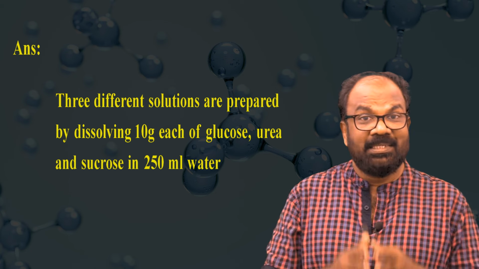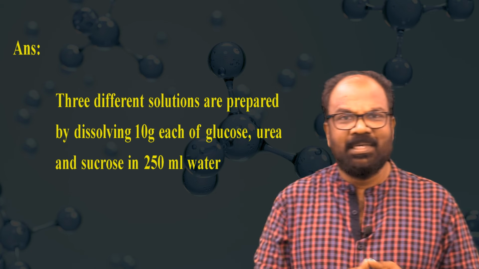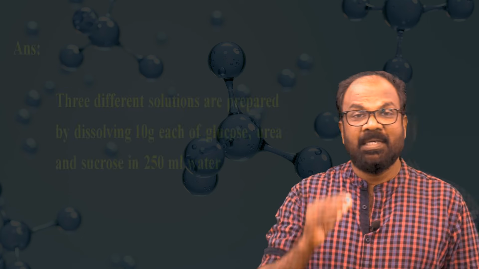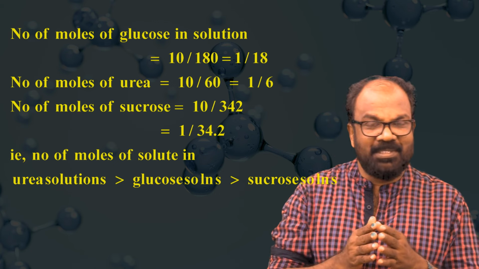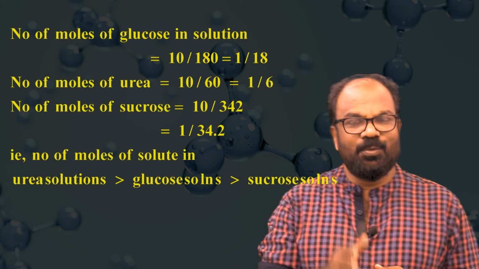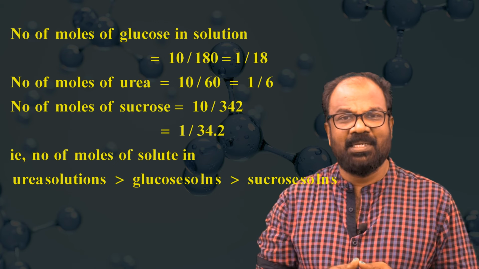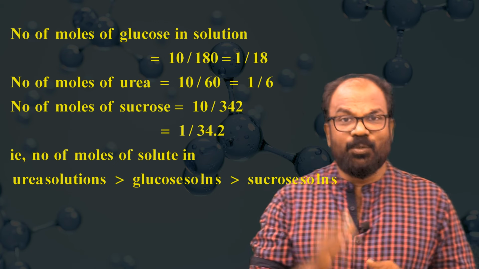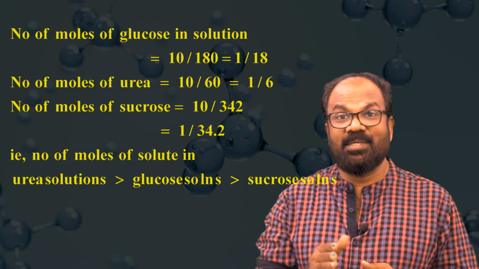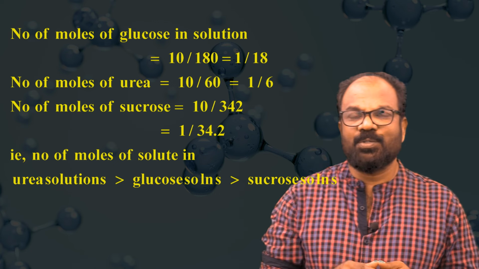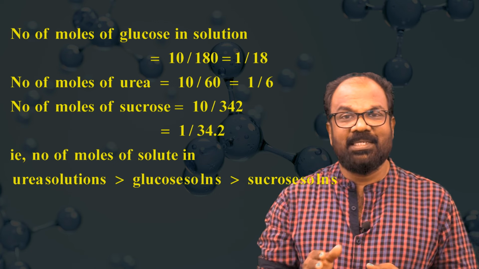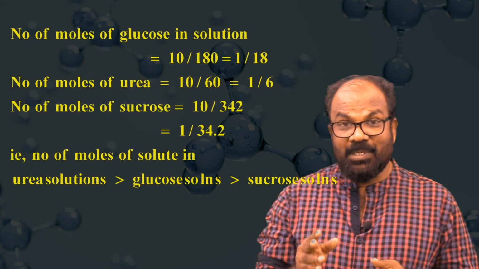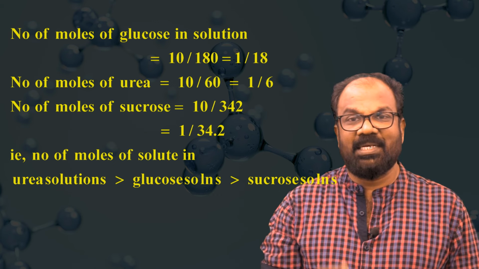Listen, here in this question, 3 different solutions are prepared by dissolving 10 gram each of glucose, urea and sucrose in 250 ml water. Now we can calculate the number of moles of solute present in these solutions. Number of moles of glucose is equal to its weight divided by molecular mass, that is 10 divided by 180, equal to 1 by 18. Number of moles of urea is 10 divided by 60, that is 1 by 6. Number of moles of sucrose is 10 divided by 342, that is 1 by 34.2. Here, number of moles of solute is maximum in urea, then glucose and then sucrose.